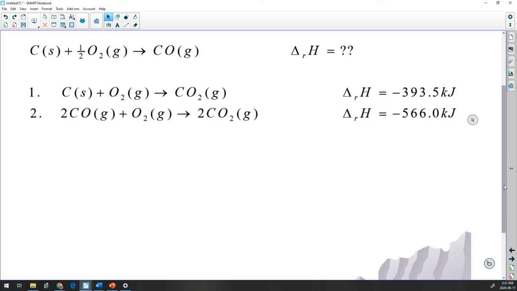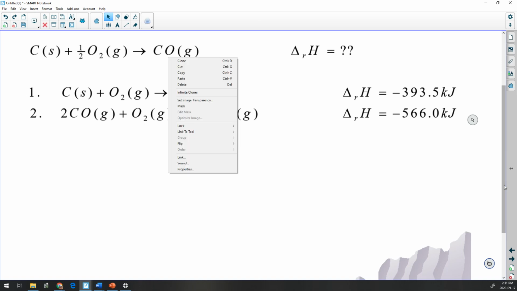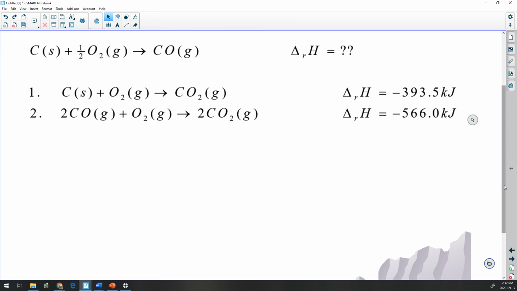So what we want to do here, I need carbon monoxide. So to me, carbon monoxide is my most important. It's the interesting one. I need it on my right-hand side. Well, carbon monoxide only occurs in this chemical reaction. So I'm going to have to flip this reaction.